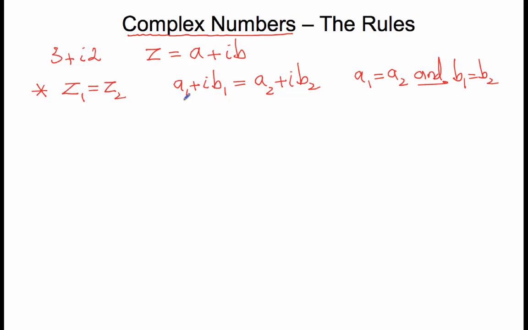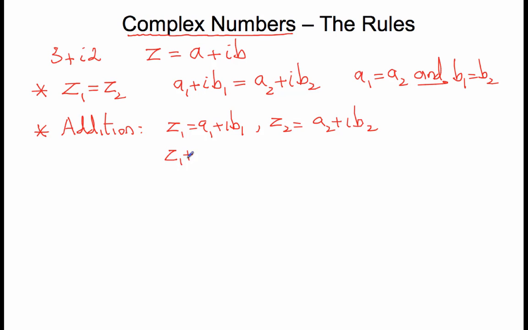So we say that two complex numbers are equal if their real parts are equal and if their imaginary parts are equal. Let's now get to the rules for addition of two complex numbers. So if I have z1 as a1 plus i b1, and z2 is a2 plus i b2, then we add them together in a perfectly normal way.